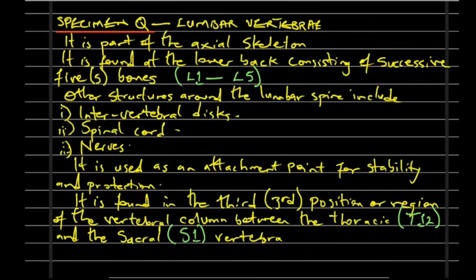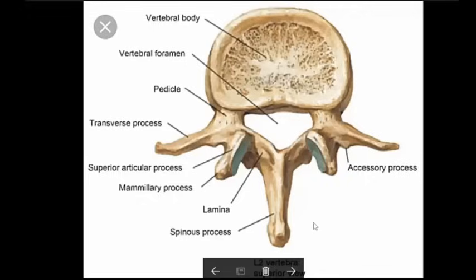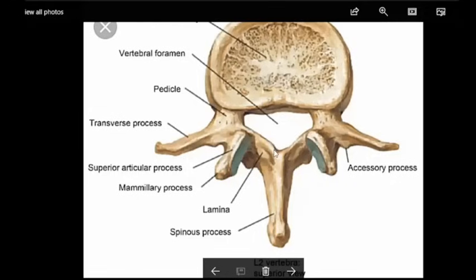So let us see some pictures or some figures to actually help drive our points home. That's the lumbar vertebrae. So this place here is called the vertebral foramen. It is uniform for all the vertebral bones. It is through this part here, the vertebral foramen, that we have what we refer to as the spinal cord, passing through, connecting all of the bones together.